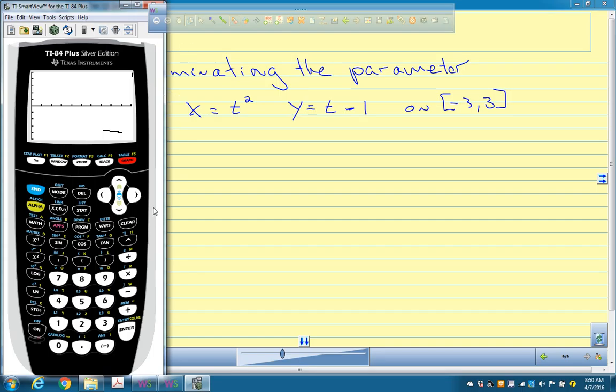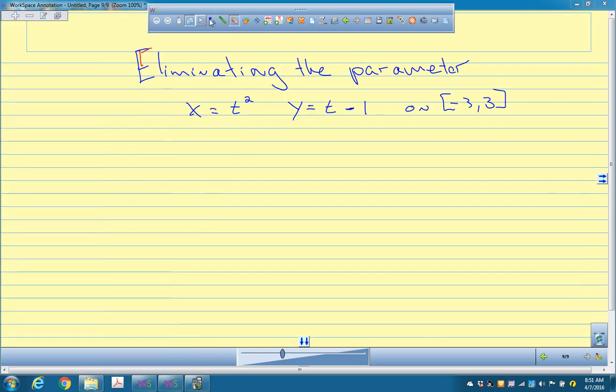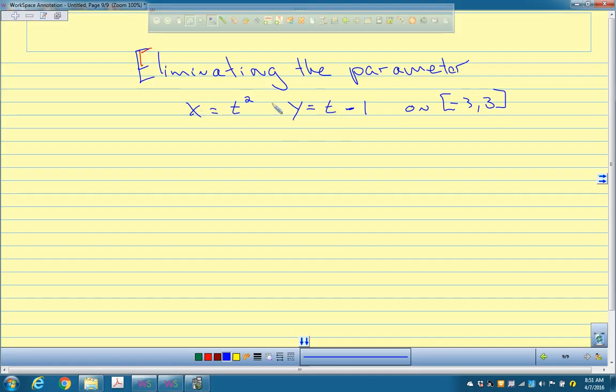So this is not a function in terms of x, but it is a function in terms of y. The reason I did this is because I want to show you how to eliminate the parameter. To eliminate the parameter, you solve one of these equations for x or y, or for t, excuse me. So we already know that y is t minus 1. So what's t equal to? Y plus 1. T is equal to y plus 1.